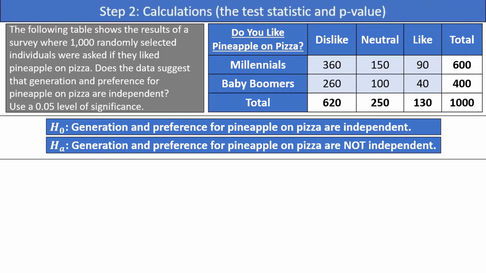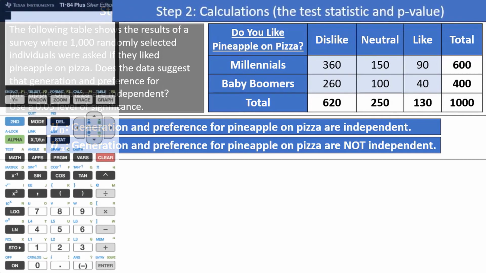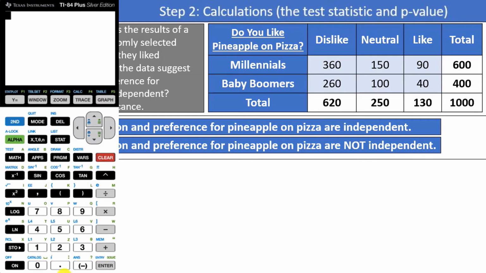Step 2. Calculations. Here's where we get to use the calculator. On a TI-84 calculator, press the second key, and then press matrix, which is under the x to the negative first power button. With matrix A selected, scroll right to the edit menu and press enter. Now you need to change the matrix so that it has the same number of rows and columns as the contingency table, not including the total columns.